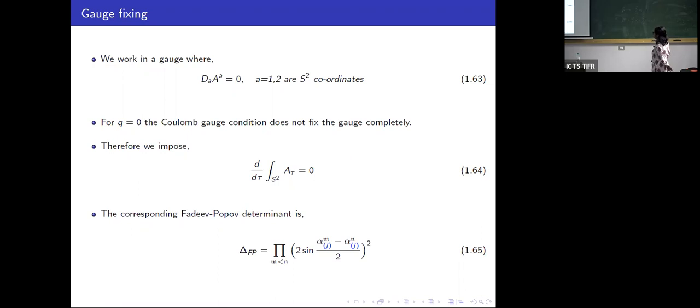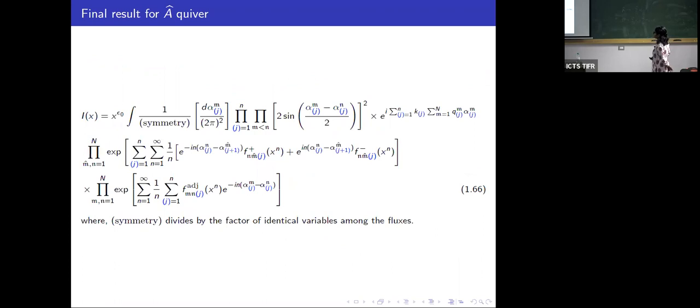So this is the gauge fixing term for this gauge condition. And there is one more gauge condition that comes from dA is equal to 0 that cancels out with one of the factors in the one loop determinant. And now just putting all the results together, we see the final expression of the index in equation 66.